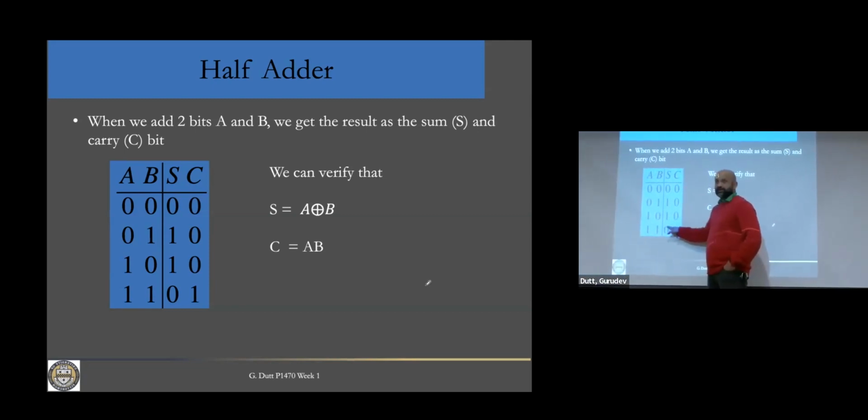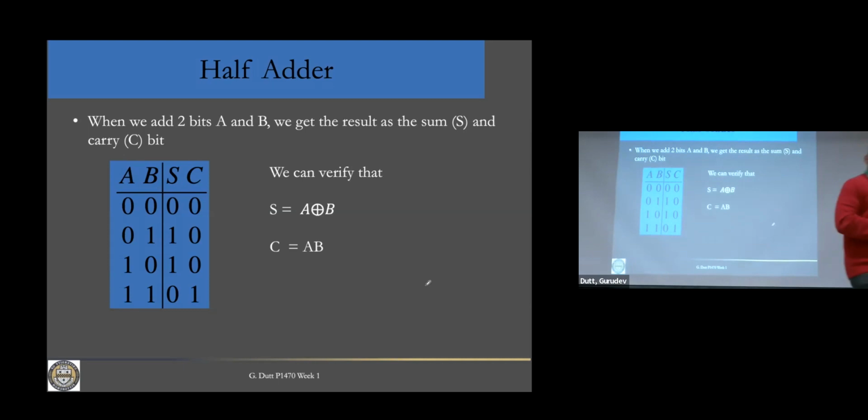The sum bit represents that lowest bit in that addition, and then the carry bit keeps track of the carry if there's a carry bit in the sum. Okay, so that's very clear here, I hope, right? 0 0 gives me a sum 0 and a carry 0. 0 1 is 1, and then carry 0. 1 0 is 1, 0, and 1 1 is 0, 1.